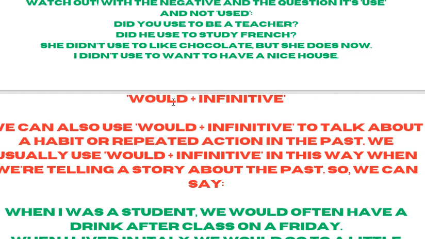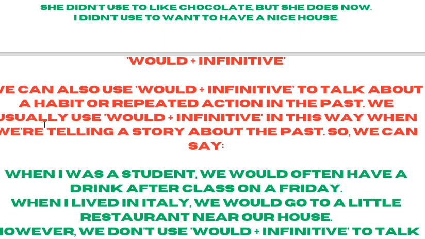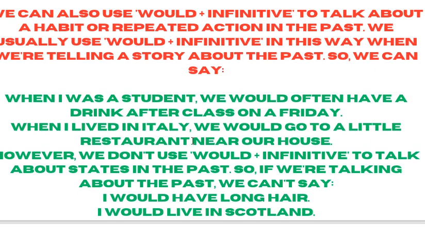We also use would when the things that happened in the past were repeated actions, like when we did something in the past. So to express those habits or actions, we use would plus infinitive. We usually use would plus infinitive in this way when we are telling a story about the past.